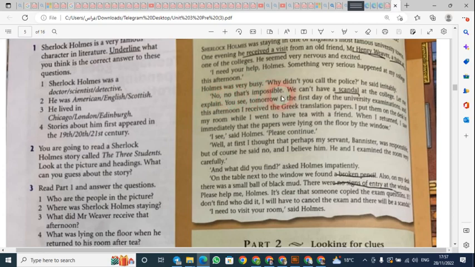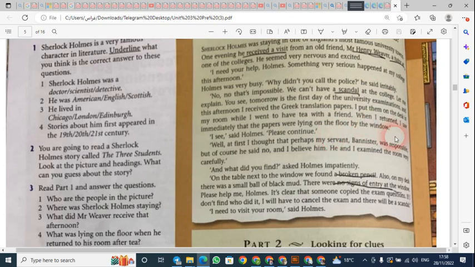No, that's impossible. We can't have a scandal. So he didn't want to call the police because he was afraid of a scandal. لم يتصل بالشرطة لأنه كان خائفا من فضيحة at the college. Let me explain. You see, tomorrow is the first day of the university examinations, and this afternoon I received the Greek translation papers. I put them on the desk in my room. So tomorrow, the first day of the examinations, and he was given أول يوم في الامتحانات يوم غد وأعطيت له أسئلة الترجمة من اللغة الإغريقية. He put them on the desk in his room while I went to have tea with a friend. And he went to have tea with a friend.